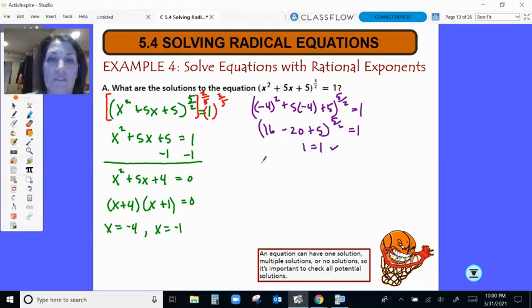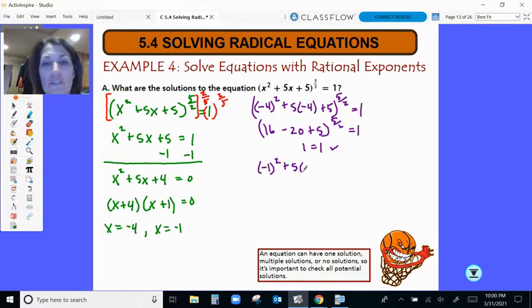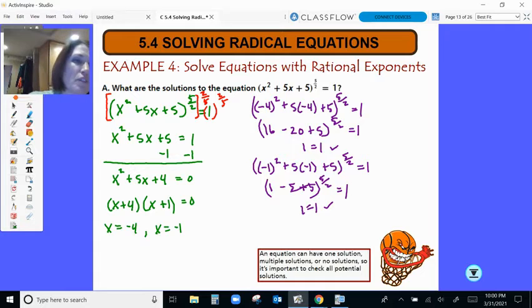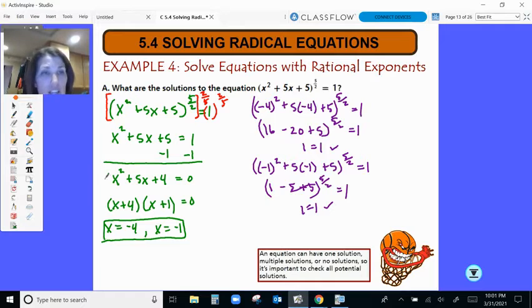Next, let's plug in -1. So we have -1 squared this time, plus 5 times -1 plus 5, and all of that is raised to the 5 halves equals 1. So this is 1 minus 5 plus 5 to the 5 halves equals 1. That's just 1. So 1 to the 5 halves is 1 equals 1, and that's good also. So both of these are solutions to our equation. Okay, so we don't have any extraneous solutions there.